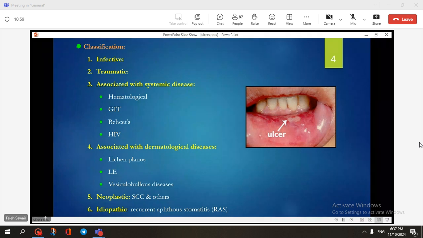The ulcers without known cause are called recurrent aphthous stomatitis or recurrent aphthous ulcers. So these are idiopathic ulcers, without known cause, that present in a significant number of patients, as we will discuss, called recurrent aphthous stomatitis or aphthous ulcers.